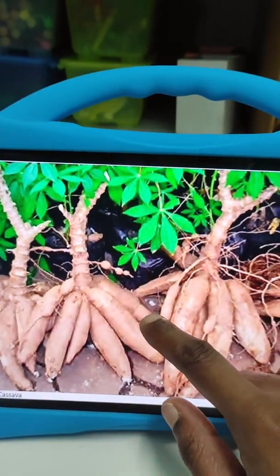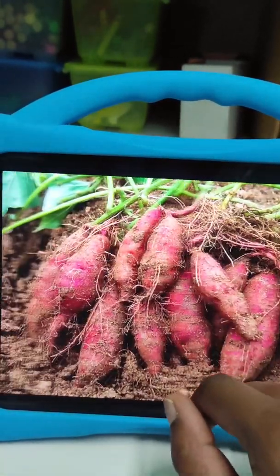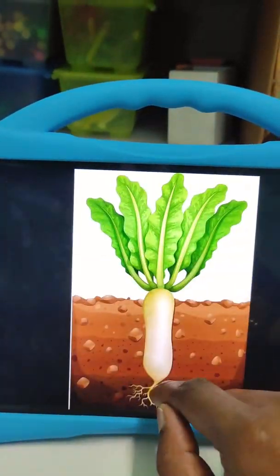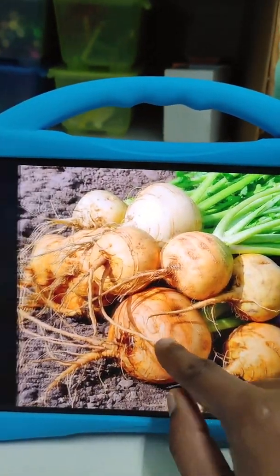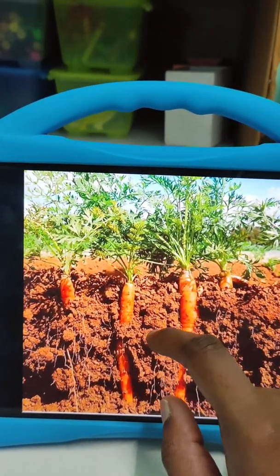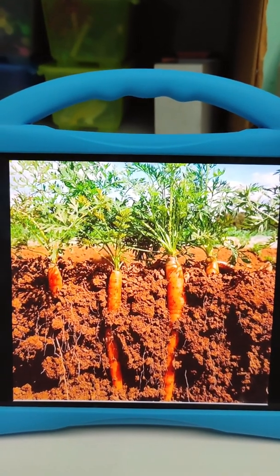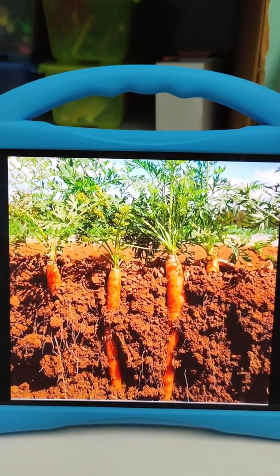So these are the examples of taproot system: cassava, yam, sweet potatoes, radish, turnip, beetroots, dandelions, and carrots. And coming to the examples of fibrous root system, grasses, different kinds of grasses.